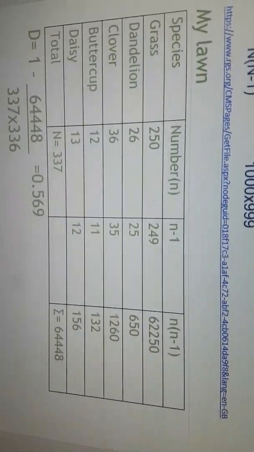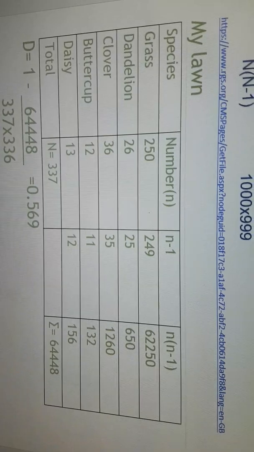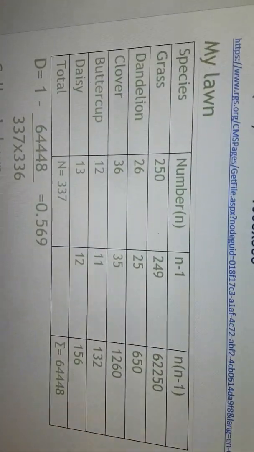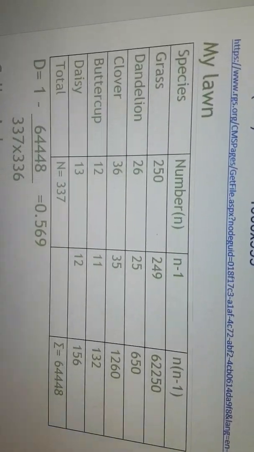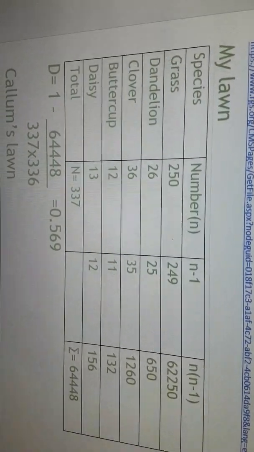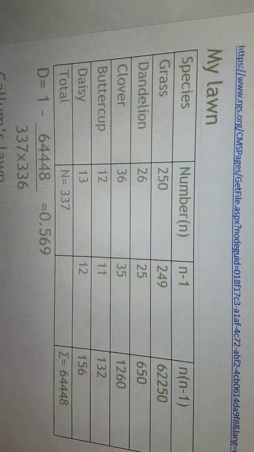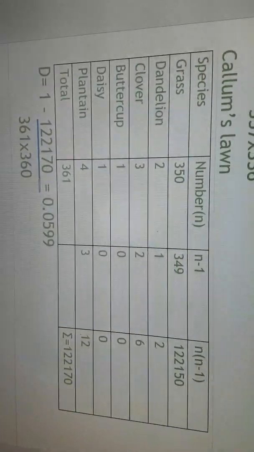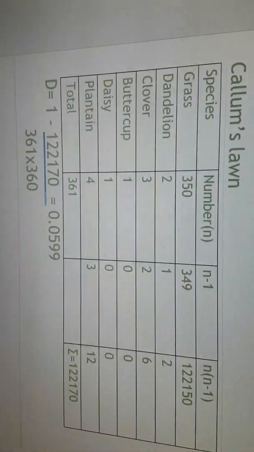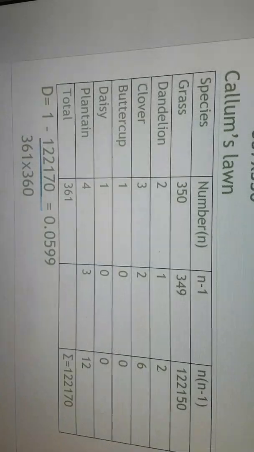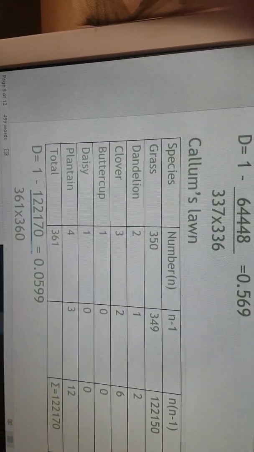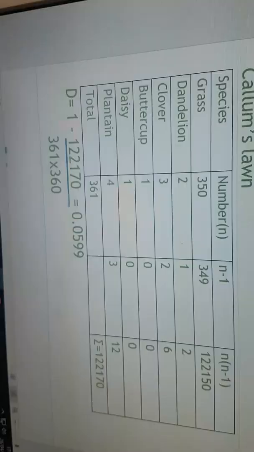Right, here's the answers for my lawn. Hopefully you've understood the process and managed to do this. And you can see the final figure there, 0.569. Callum's rather boring monoculture of a lawn, 0.0599. So, in the end, it's not even close, is it? I win easily, in your face, Callum.